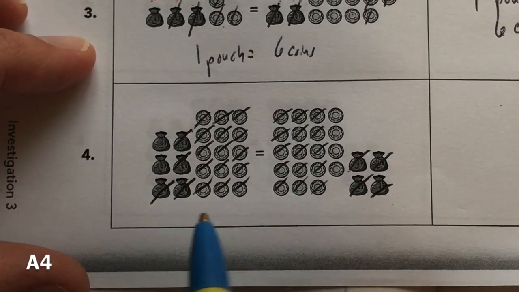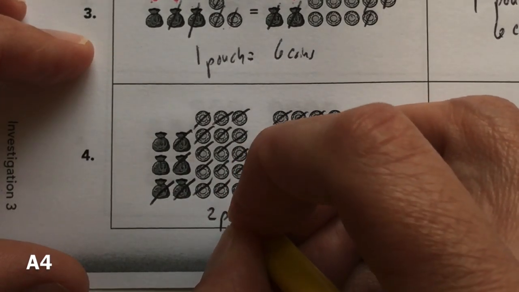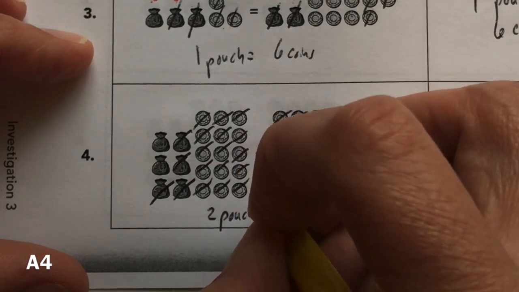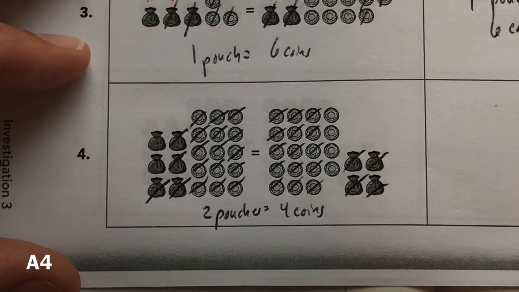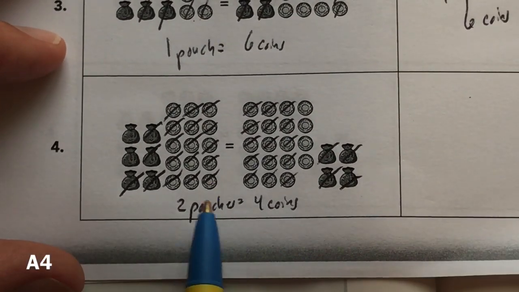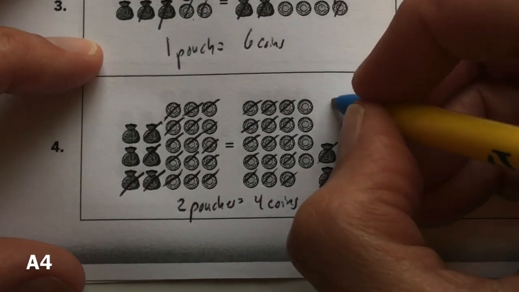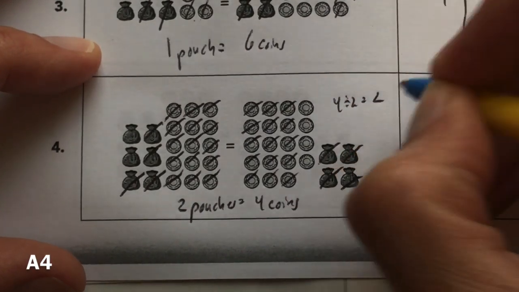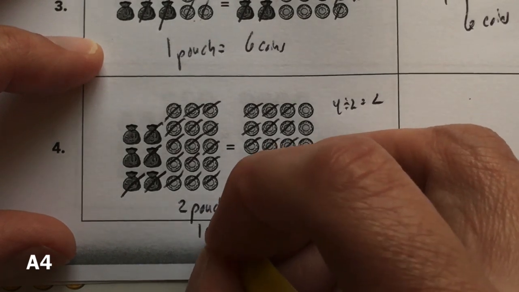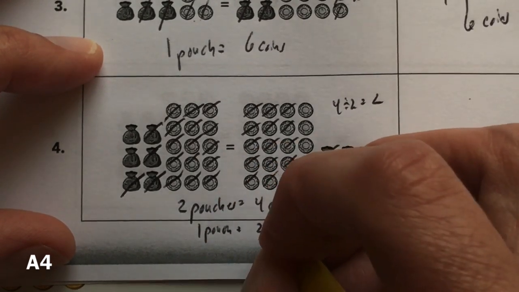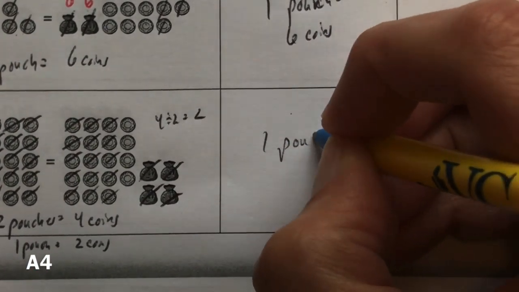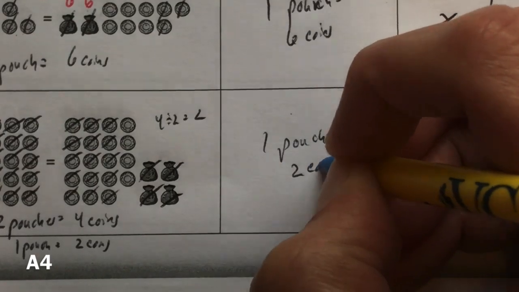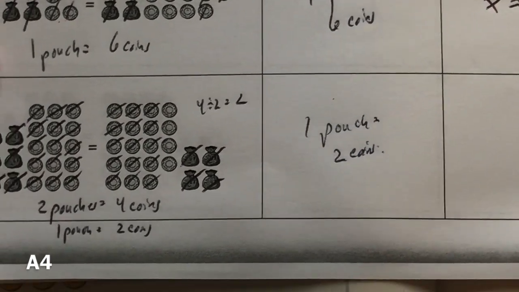So I'm left with 2 pouches equals 4 coins. Okay? If you recall, our next step was we had to figure out what's going to be in which one. So we would do 4 divided by 2, which we know is 2. So that means that we're going to have 1 pouch is equal to 2 coins. Okay? So here we go. 1 pouch equals 2 coins.